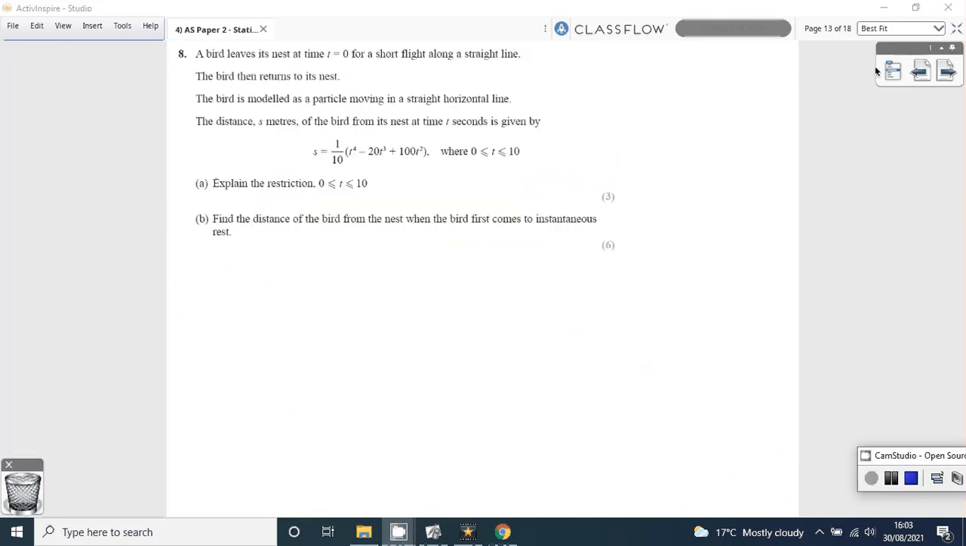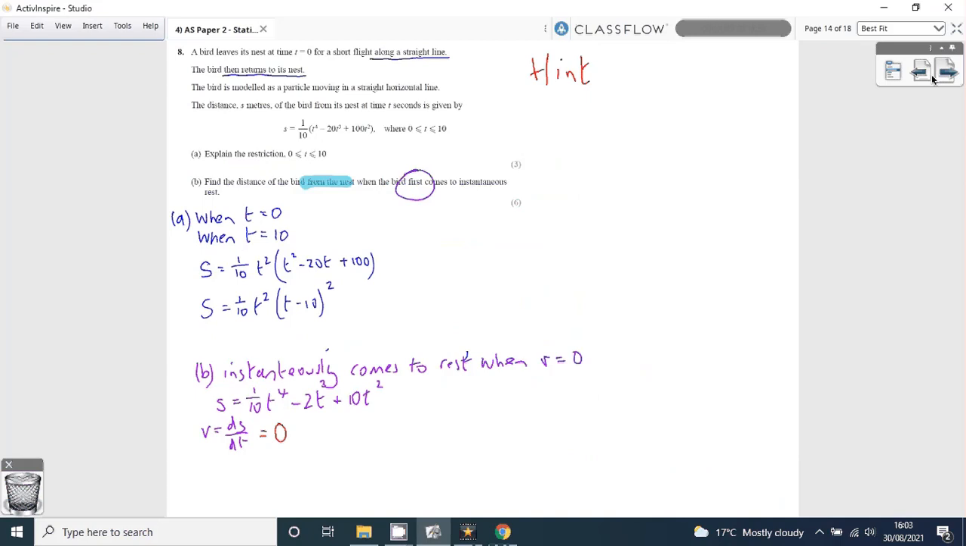Question 8. Now, I think part A was quite difficult here. I mean, it's fair enough just to establish the two extremes. So if you substitute t being 0 into the displacement, the distance formula, and t being 10 into the distance formula, you will see on both occasions that the distance travelled is 0. So that explains why we are at the nest at both 0 and 10.